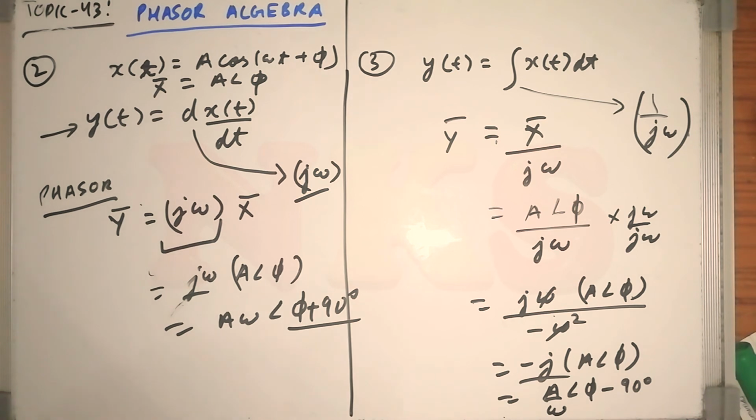You have to remember these points. When you differentiate, you multiply by j omega in phasor domain. When you integrate, you multiply by 1 upon j omega in phasor domain. And what happens when you scale magnitude? If you are scaling with a positive number, then nothing happens to the phase angle. If you scale it by a negative constant, then your phase changes.